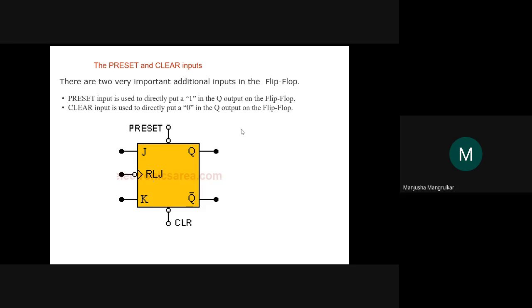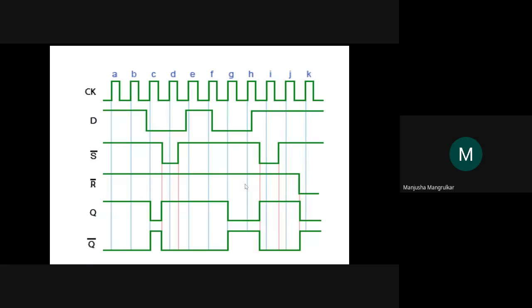If you want Q equal to 1, you have to activate the preset, and if you want Q equal to 0 at the very first condition, you have to give the clear. If both are 1 1, your flip-flop will work as a normal flip-flop. So we have seen the output.